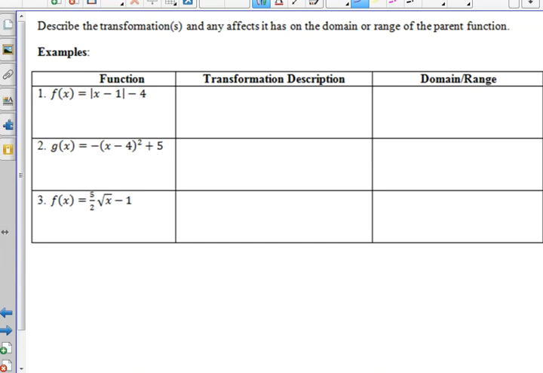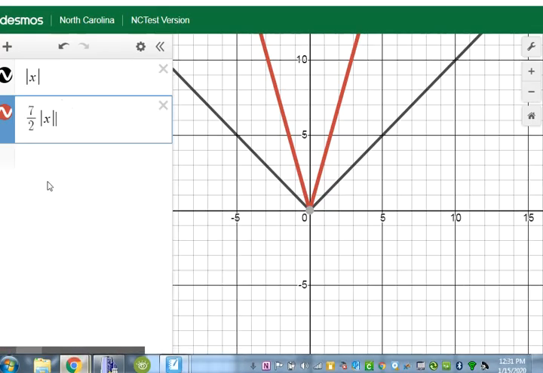So we do need to identify the parent function. I haven't talked a whole lot about that. I did mention it with the absolute value at the beginning of the notes yesterday. But it's just focusing in on what is the very original function. Nothing added to it, nothing subtracted to it, nothing multiplied, no negatives, just a plain old function. So for this first one, we're comparing it to the absolute value of x.